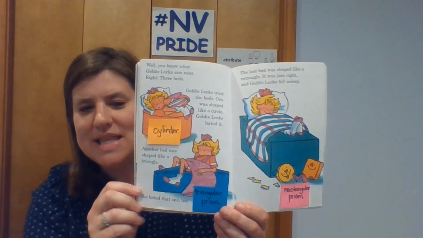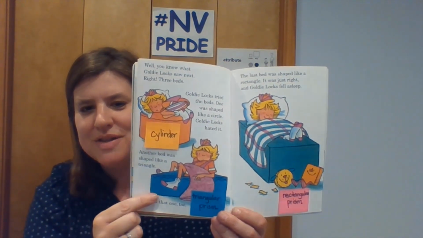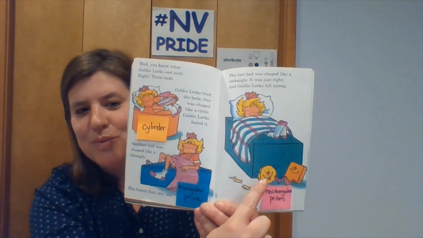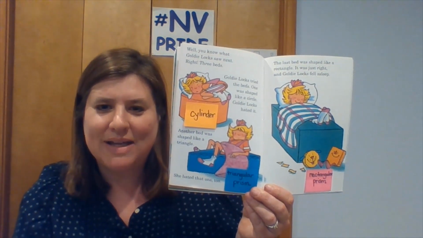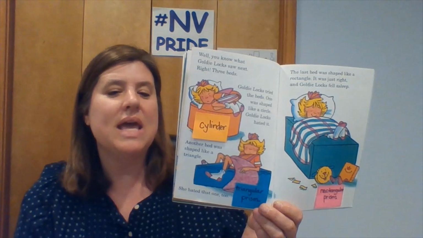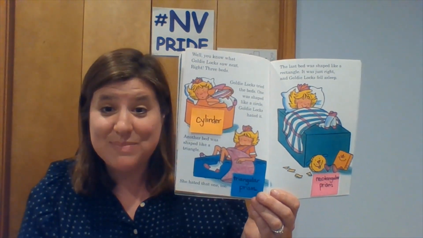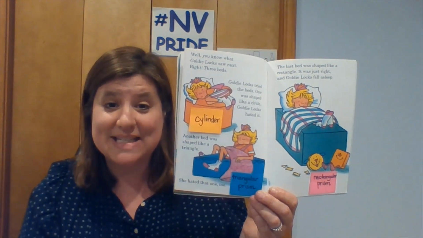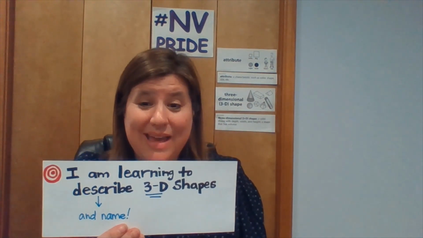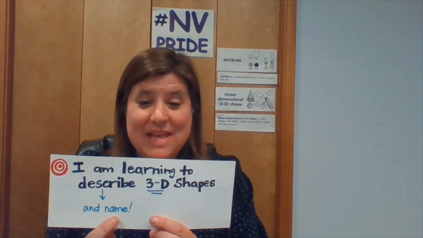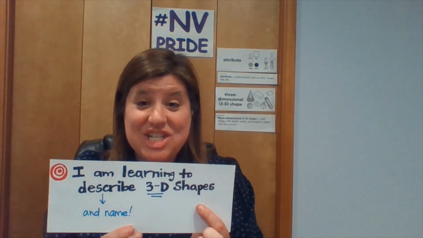And you'll notice that there are the cylinder, the triangular prism, and the rectangular prism that Goldilocks got to sleep on in the silly story. And those are the shapes that we are going to be looking at today. Here we go, learning target time. I am learning to describe and name some very important 3D shapes.